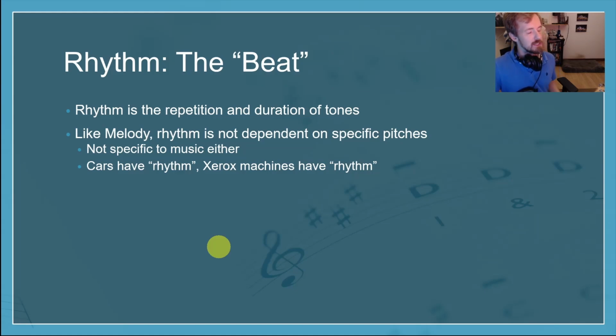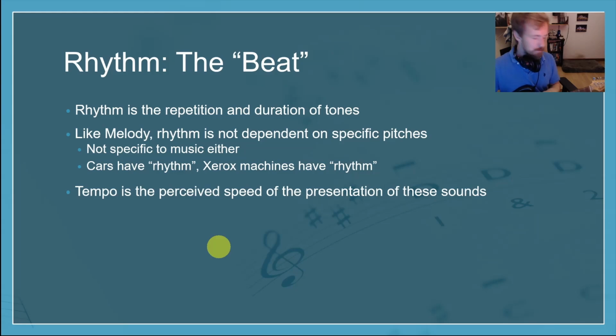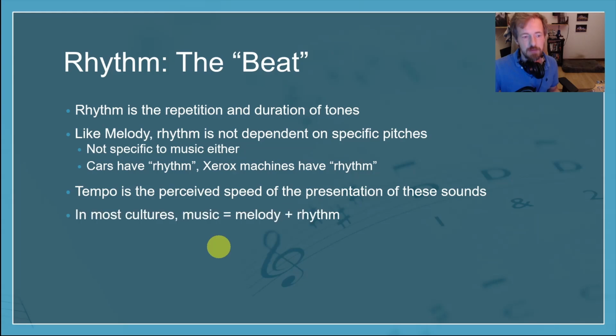This generally doesn't have notes to speak of. There's not really tone chroma that go into rhythm the same way that you would see with melody. So cars can have rhythm, for example. Cars or a bus, if it has some kind of repetition to it, it can have rhythm, just like a copying machine can have rhythm as well. Our perception of how fast that rhythm is known as tempo. And so tempo is not the speed of the music, but it's our perception of the speed of that music.